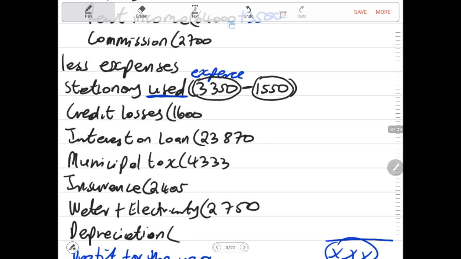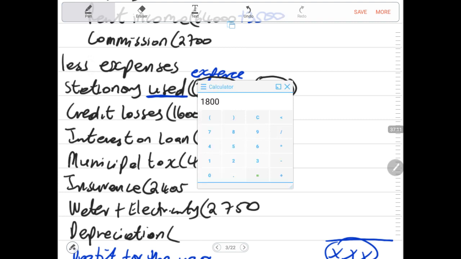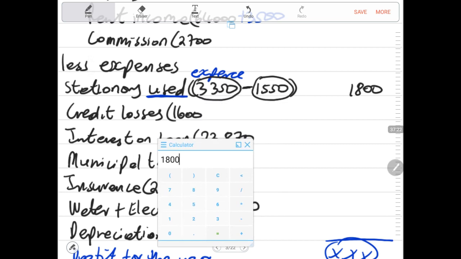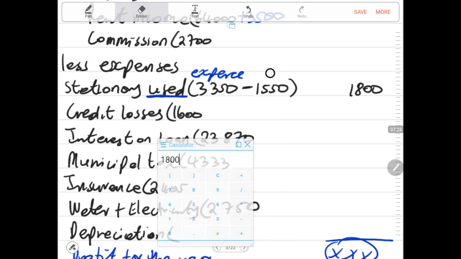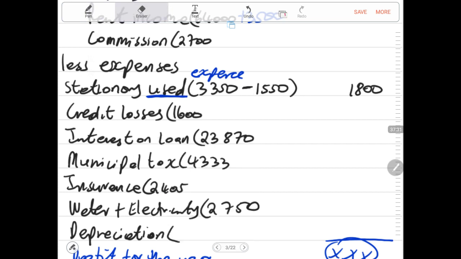What happened to the rest? The rest was used. How much was used? It is 1,800 rands, which is 3,350 minus 1,550. We want to know how much is used, because we bought 3,350 and what is left is 1,550. Therefore, the difference will tell us that is inventory that was used during the year, which is an expense. The more you use a stationery, it becomes an expense.